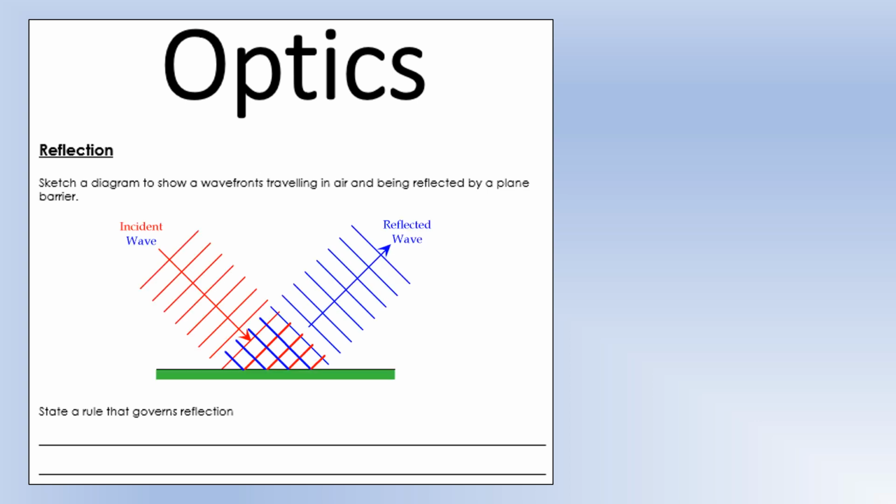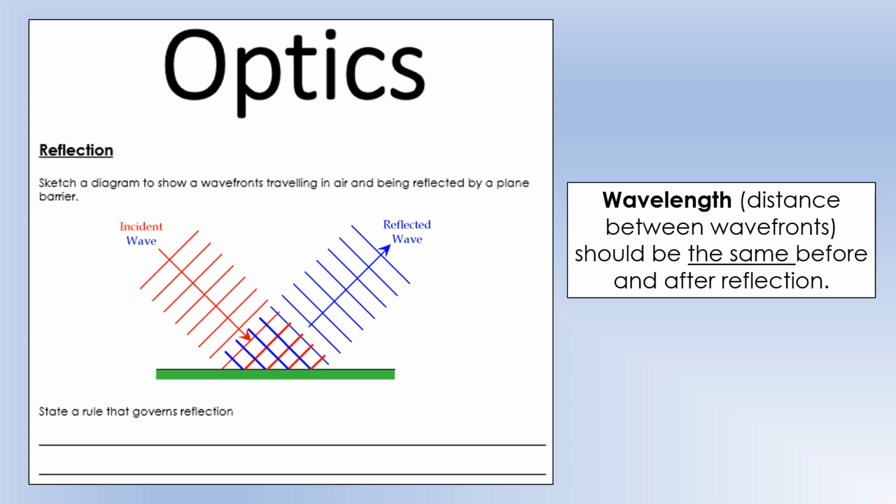So a diagram should look something like this. So we should see equally spaced wavefronts going into the barrier and then equally spaced wavefronts coming out. And one of the things I'm looking for here is that the distance between the wavefronts, the wavelength, should be the same before and after reflection.